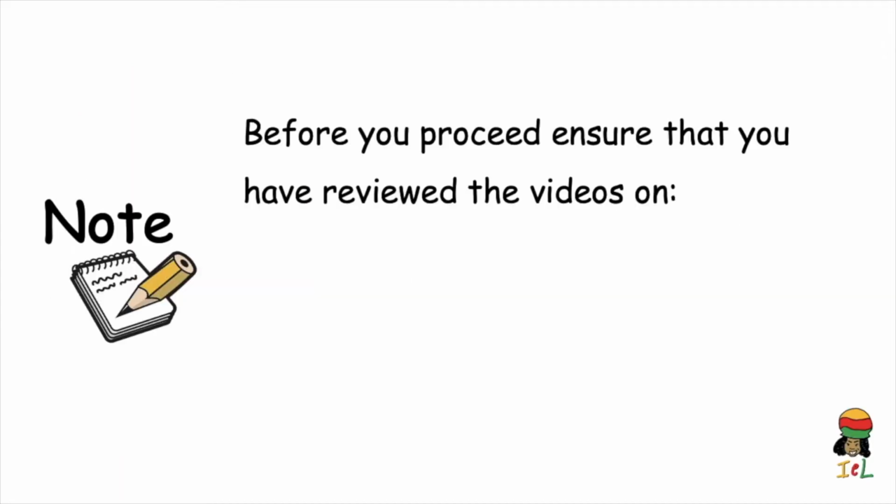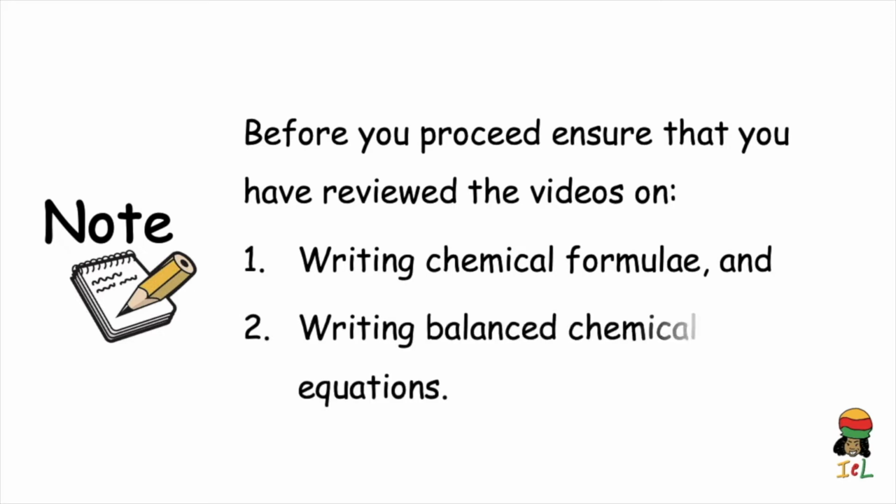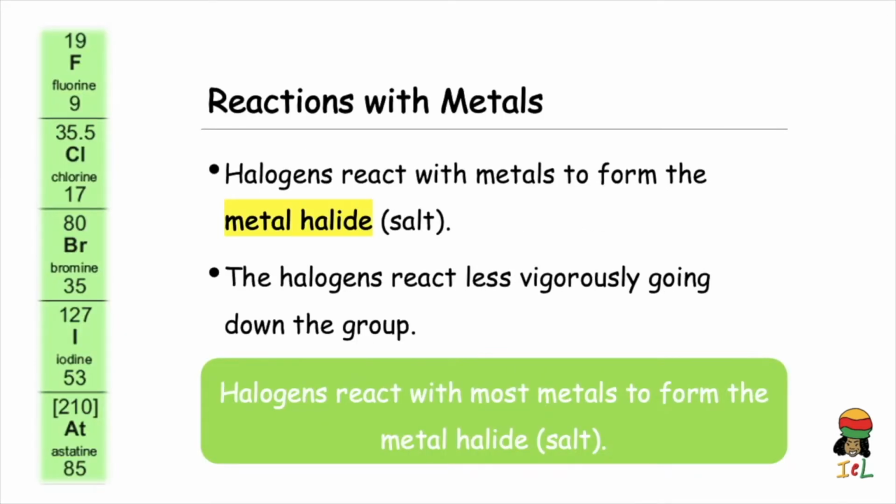Before you proceed, ensure that you have reviewed the videos on writing chemical formulae and writing balanced chemical equations. This is essential to improve your understanding of the formulae and equations written in this section of the lesson. We will begin with the reactions of halogens with metals.